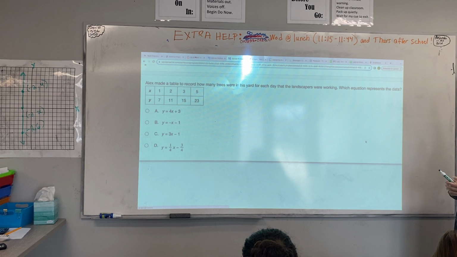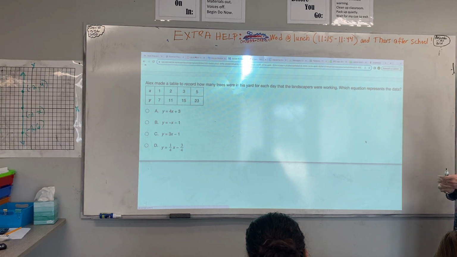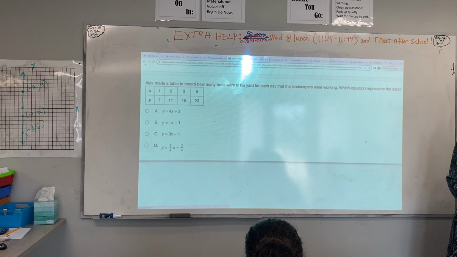So we have a table, an XY table. Those are also coordinate pairs, like the first coordinate pair would be 1, 7. The second coordinate pair would be what, Janice? 2, 11. The third coordinate pair would be what, Kariana? 3, 15, very good. And the fourth coordinate pair would be what, Dia? 5, 23, very good. So we have our coordinate pairs, and we want to make an equation that represents that data.